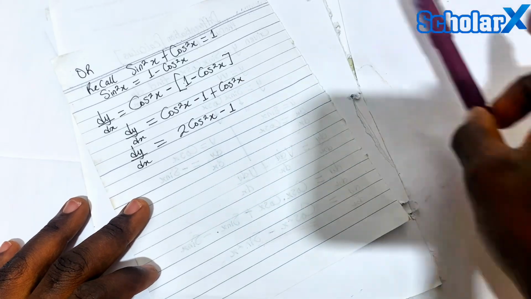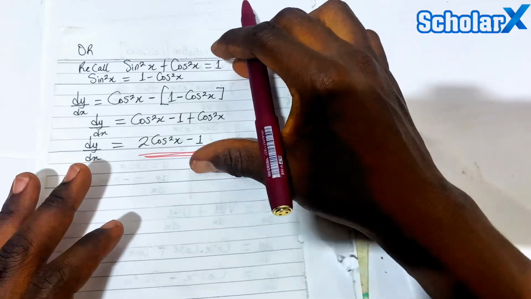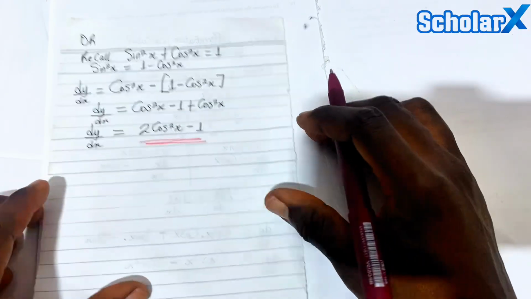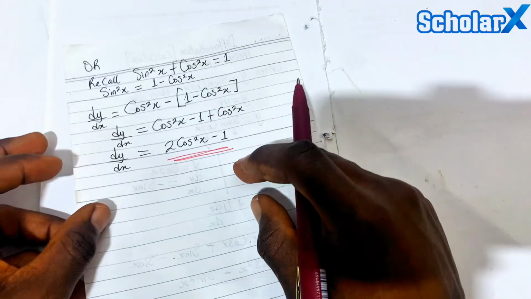So this is also an answer, and so on and so forth. Depending on your options, probably if it was an objective question, this is an answer, and this is also an answer.